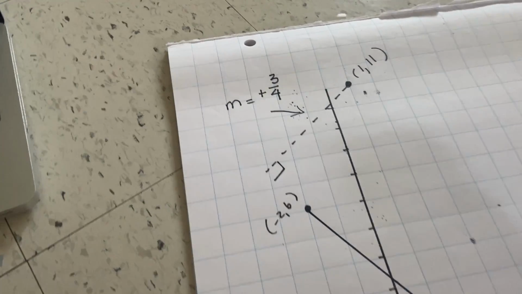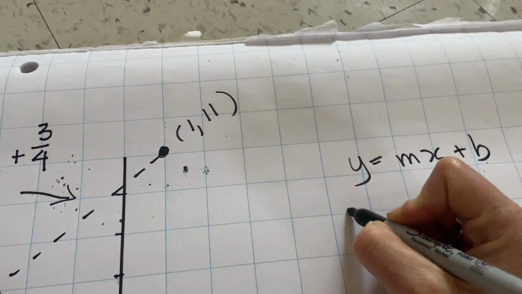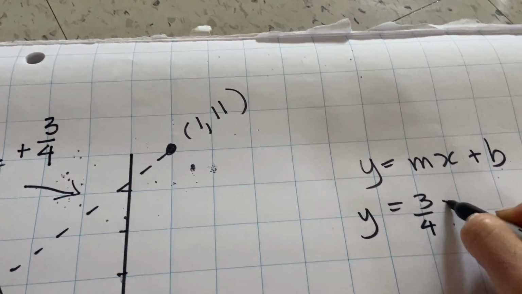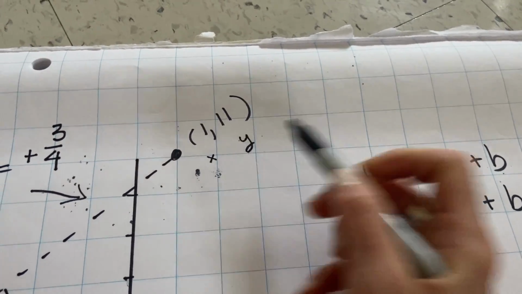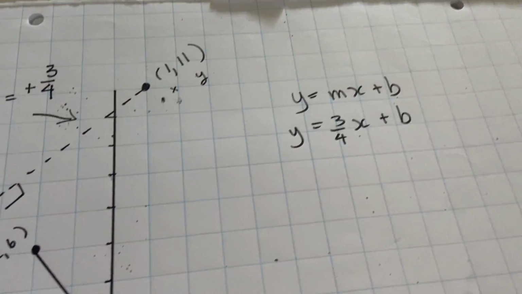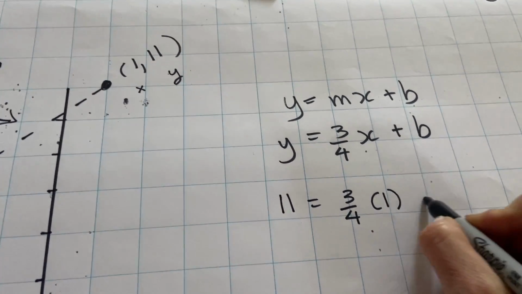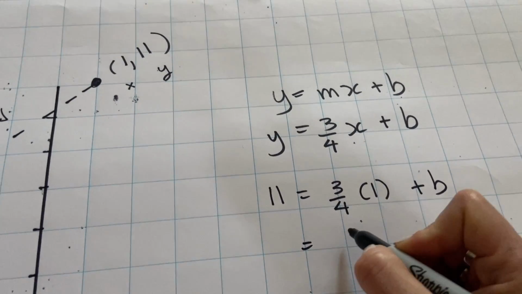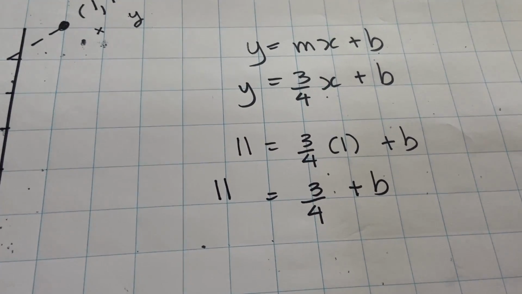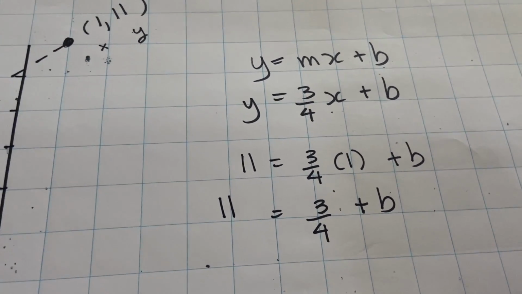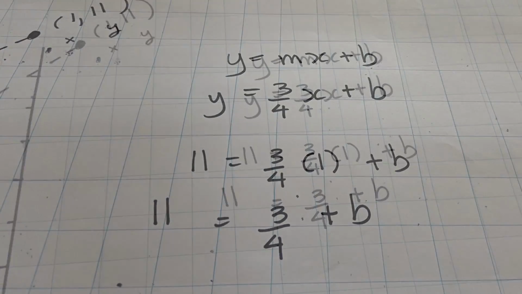Okay, so we're going to use the formula y = mx + b. I know that my slope has to be 3/4. I know that this is the x and this is the y. I can put those 2 numbers into my equation. So that means I have 11 = 3/4 times 1 + b. 3/4 times 1 is just 3/4. This is 11. What I would like you to do now is pause your video and see if you can find what the b will be equal to by doing some algebra.